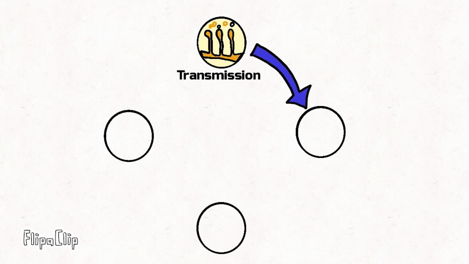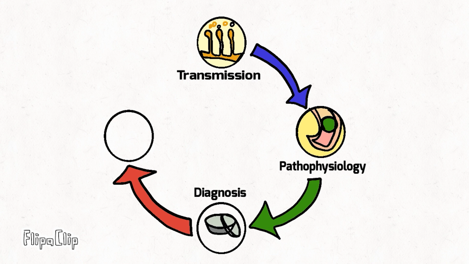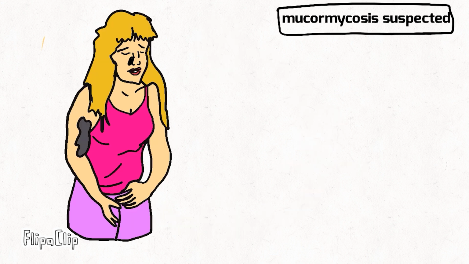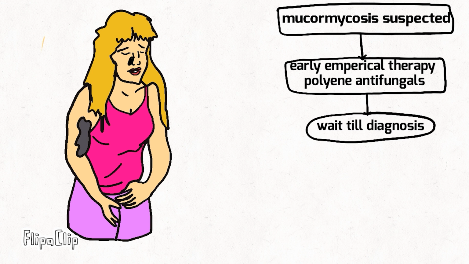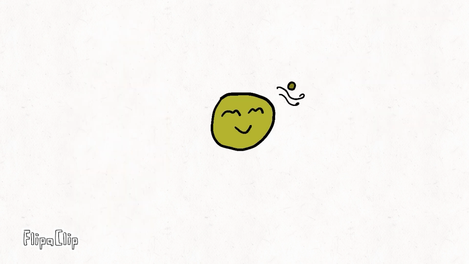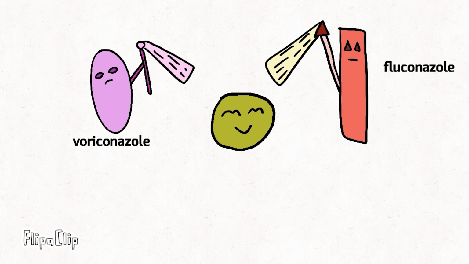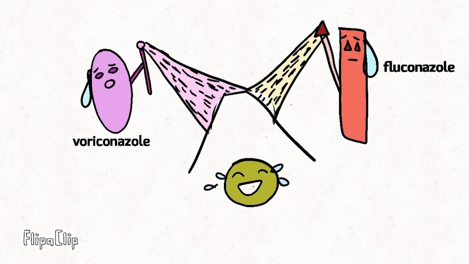Just like the diagnosis, the treatment also involves 3 steps. The first step is early initiation of therapy. If mucormycosis is suspected, initial empirical therapy with a polyene antifungal agent should be started while waiting for the confirmation. Two drugs to which mucormycosis is resistant are fluconazole and voriconazole.